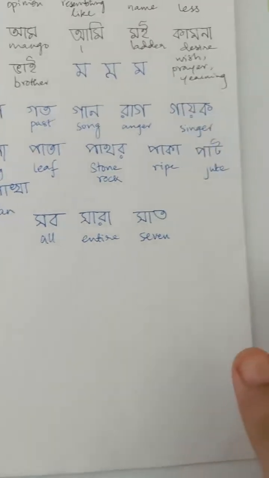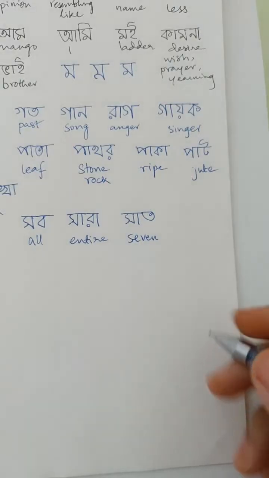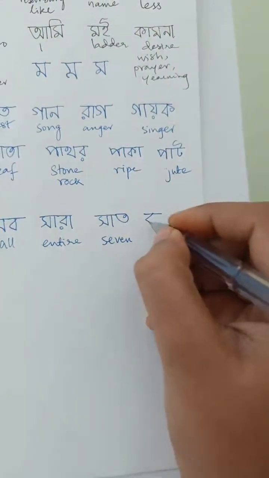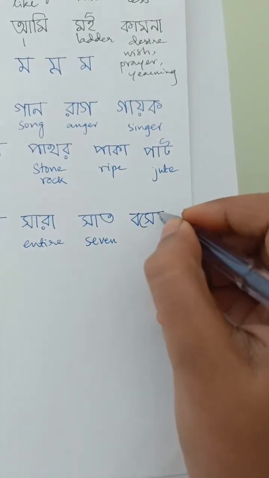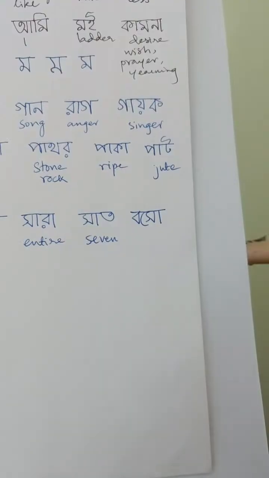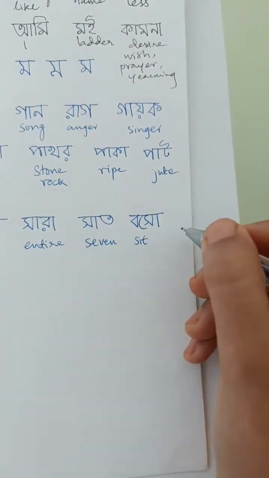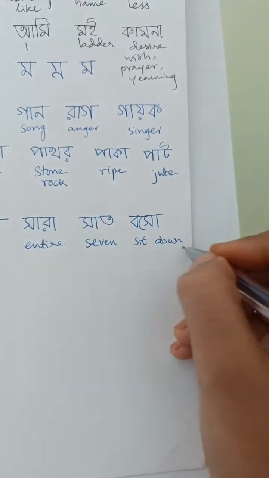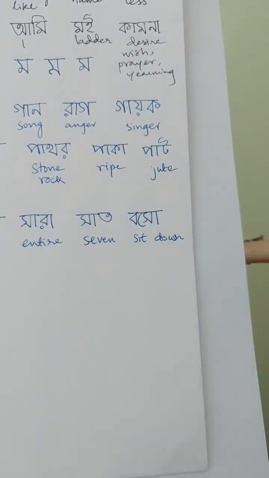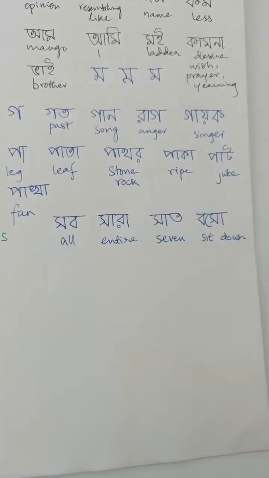Okay, let's do a couple more words. This word is what you say to someone when you want to say sit or sit down. Bosho. Bosho. So in all of the examples, it is sha, pronounced as sha.